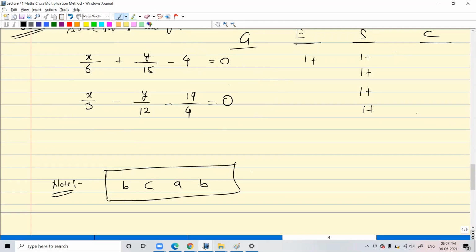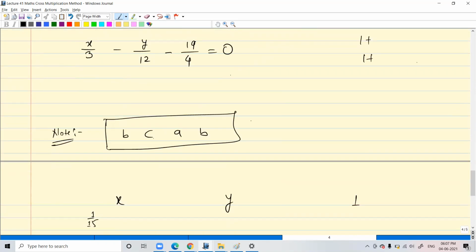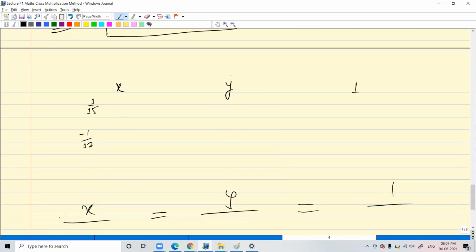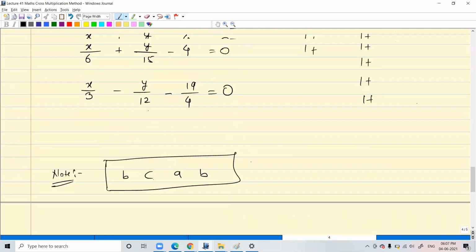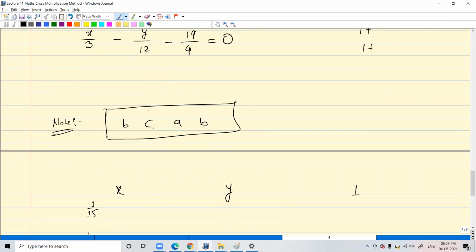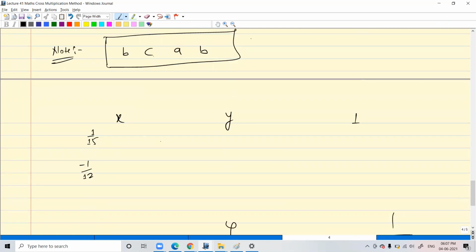Okay. Even though both of them were on the right side, so the answer would have been the same, but that's not a good practice. Okay, you should write it in the standard form like this. So it will be -4 and then -19 by 4. Then B and C we are done.